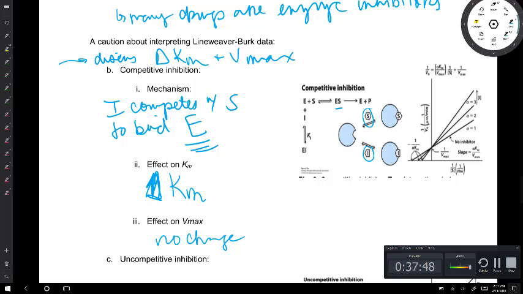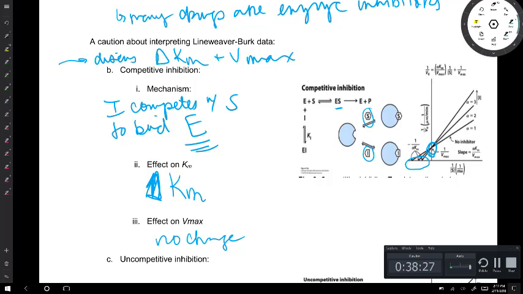If we look over here again at the Lineweaver-Burk plot, what we see is that the 1 over Vmax, that y-intercept, all the lines are going to intersect in the same spot because the Vmax doesn't change. However, the x-intercept, or 1 over the Km, is going to change because the apparent affinity of the enzyme for the substrate will change. So the characteristic Lineweaver-Burk of competitive inhibition is when your lines intersect on the y-axis and then are spread apart on the x.